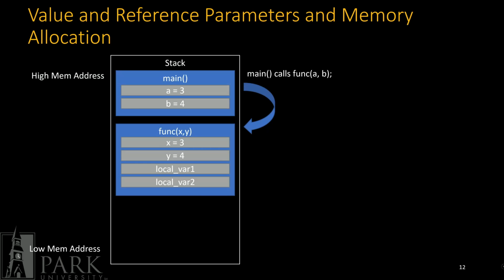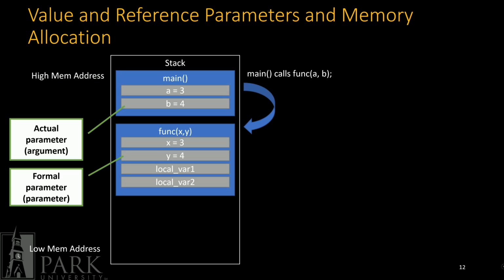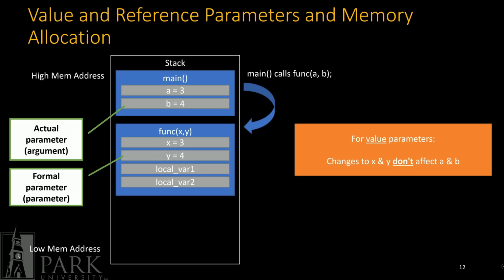For a value parameter, the actual parameter's value is copied into the formal parameter's memory cell. Changes to the formal parameter do not affect the actual parameter, as the formal parameter is just a copy of the actual parameter.